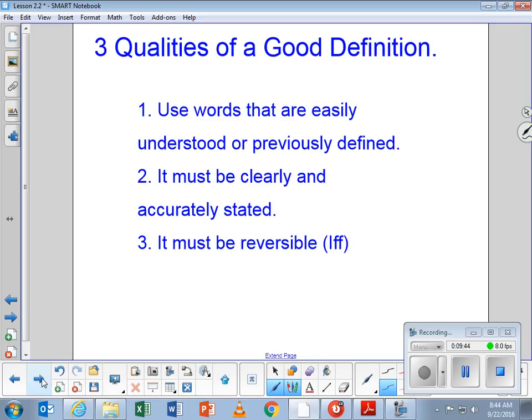You will have some homework questions where they'll give you a definition and they'll say, you know, what's wrong with this? And you have to identify which of those 3 are highlighted. Or you'll say, it is a good definition, there's nothing wrong with it. Okay?